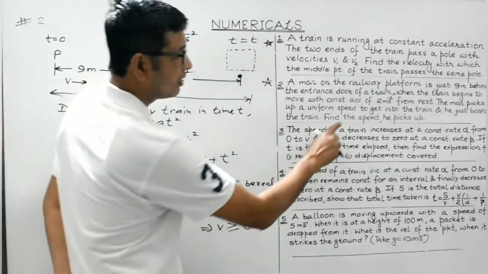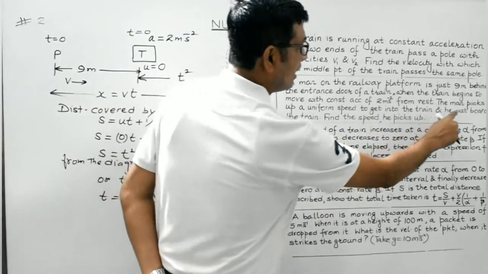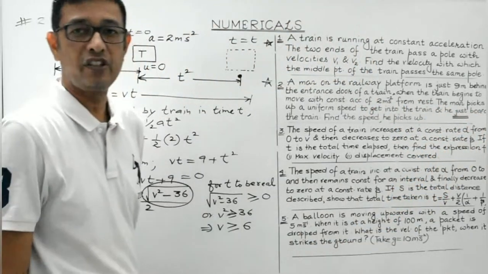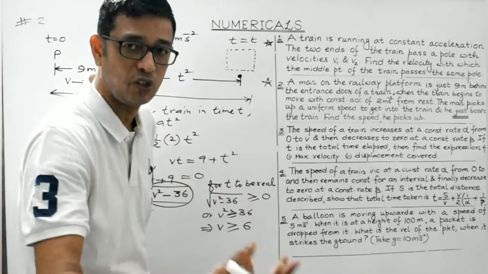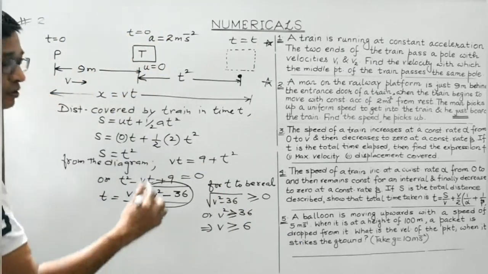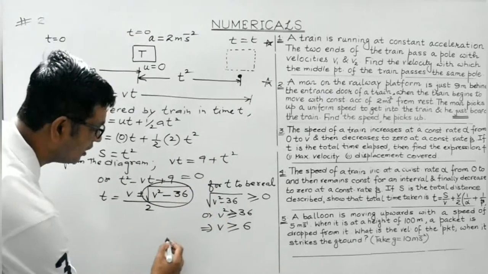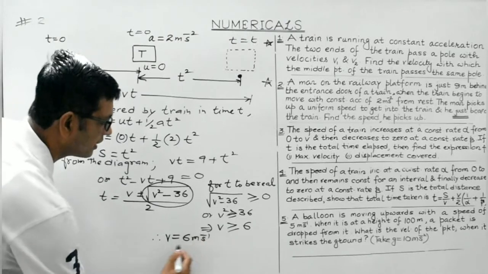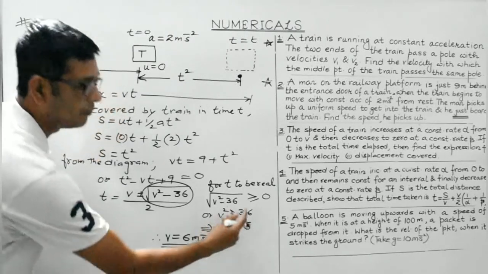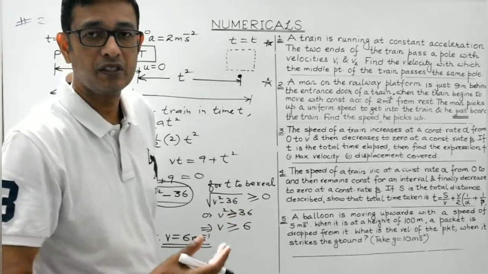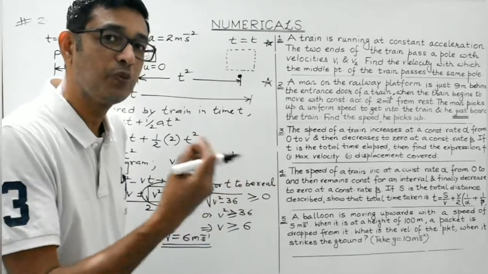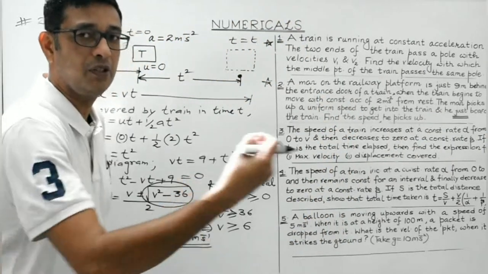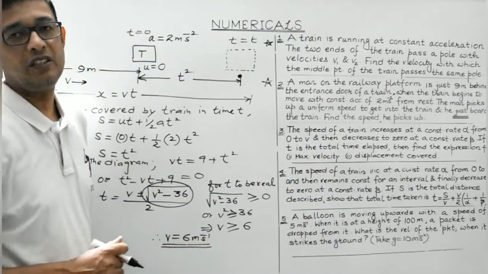Now the question is, find the speed at which he just boards the train. He is just able to board the train. So we are supposed to find out the minimum velocity which the person can possess so as to board the train. So therefore, v is equal to 6 meter per second. The minimum possible speed which the person can possess so as to board the train is to be considered, because he just is able to board the train. So it is 6 meter per second.